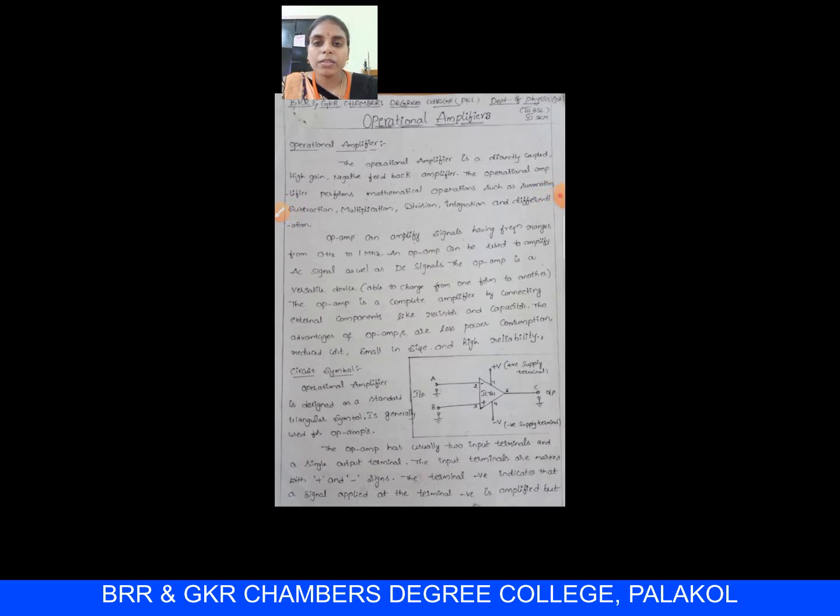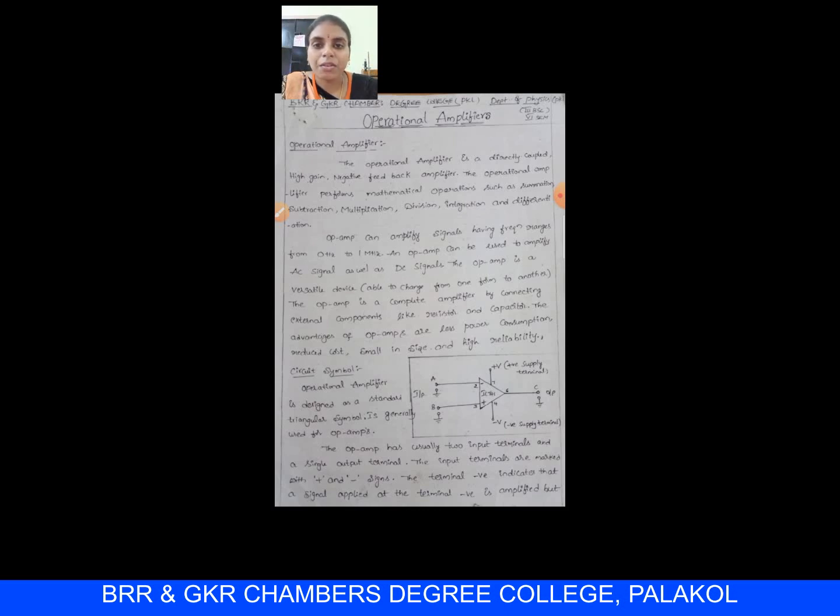Students, today we discuss our 6th semester 7th paper, Analog and Digital Electronics. In Analog and Digital Electronics we have 5 units. Today we discuss the second unit, Operational Amplifier. Before we learn about the Operational Amplifier, first we learn about the amplifier.